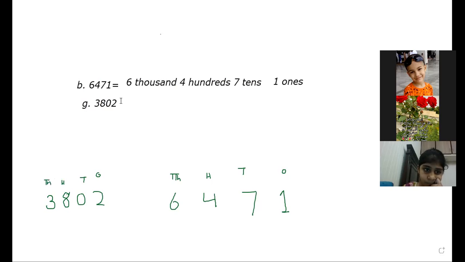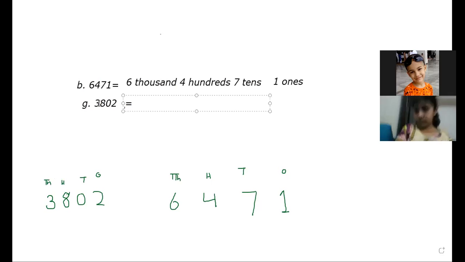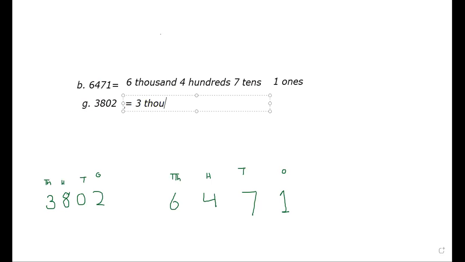So, how am I going to write this one? How many thousands do we have in this value? You can see I have 3000. I'm going to write 3000. After thousands, we know the turn of hundreds. How many hundreds do we have in this value? 800.